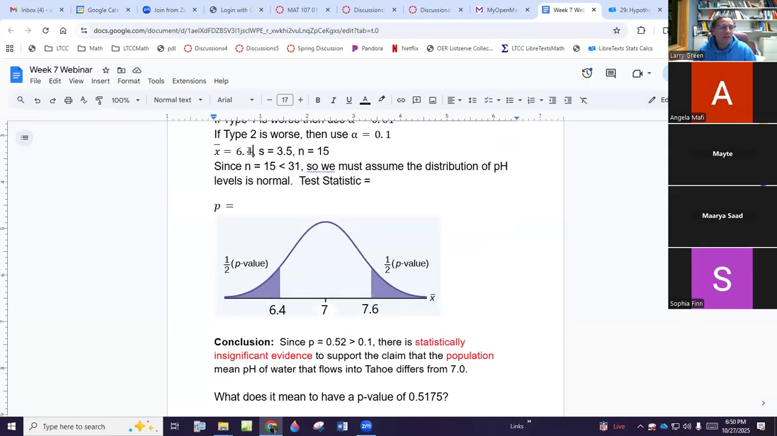So just to let you know, I did this work, and I got X bar, I mean, I as in we, I should say. There were over 100 volunteers. And we got a 6.4 for X bar. The standard deviation was 3.5, and we looked at 15 creeks.